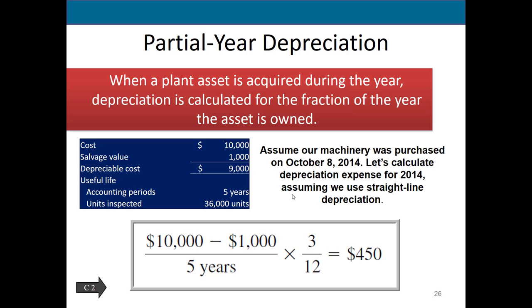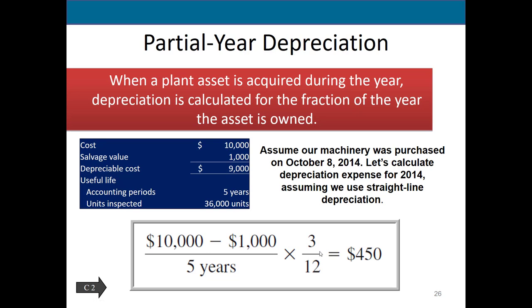So it looks like we have the same example, 10,000 minus 1,000, 5 years, 36,000 units. But let's assume that we purchased it on October 8th of 2014. How do we calculate that? We're still going to do the same calculation here, but we're just going to multiply it by the fraction of the year. October, November, December gives us 3 months over 12.